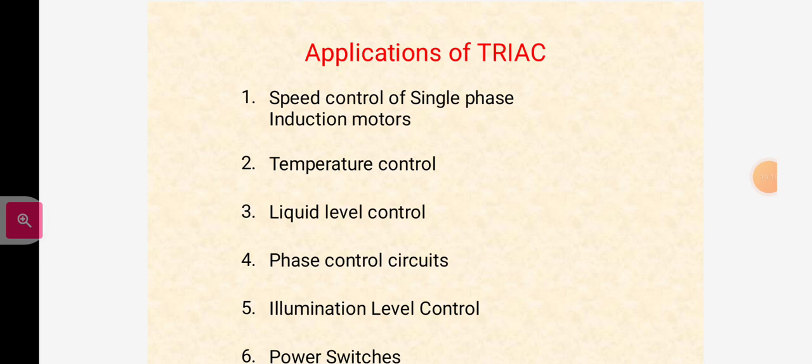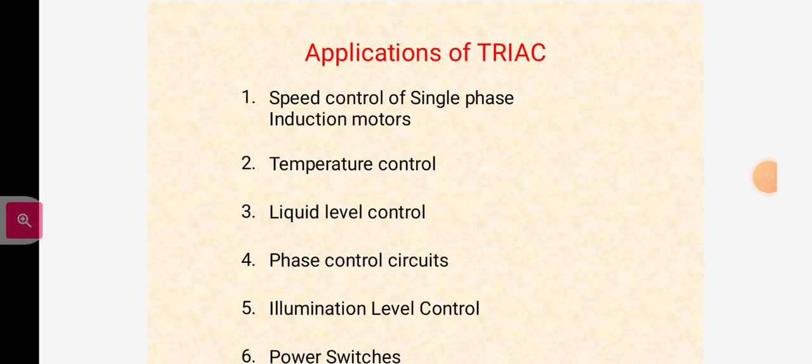In certain DC applications, an SCR needs a diode in parallel to protect it against reverse voltage. A triac does not need a diode in parallel since safe breakdown in either direction is possible. So these are a few advantages of the triac.